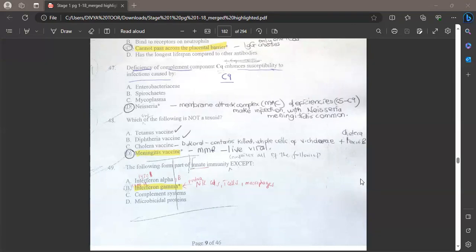Why did you guys choose B? Personally, I choose B because it's part of the adaptive immunity, isn't it? Interferon gamma, NK, T cells, B cells. I don't know, that was my thought, but I could be wrong. Stan, what do you think? Cells of the innate immunity.